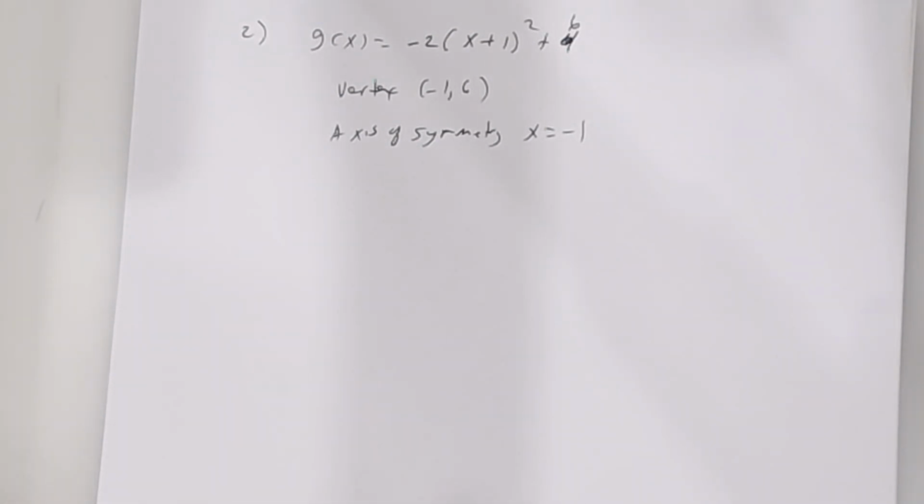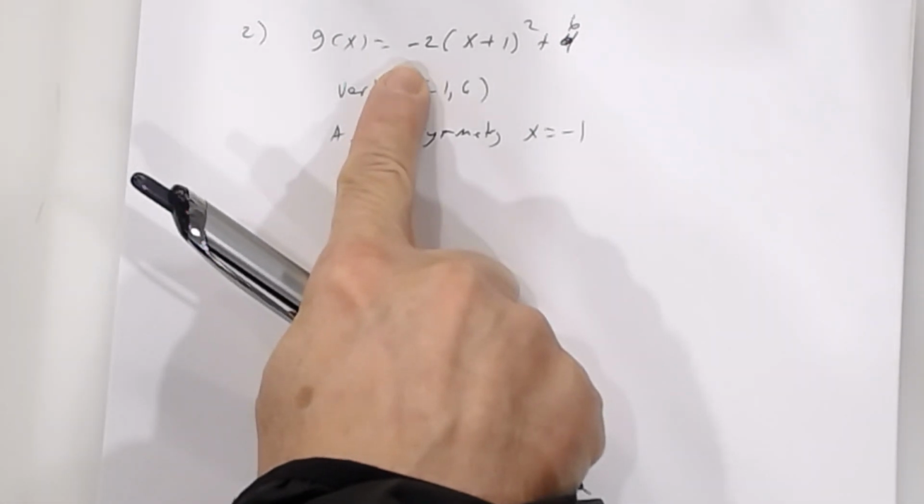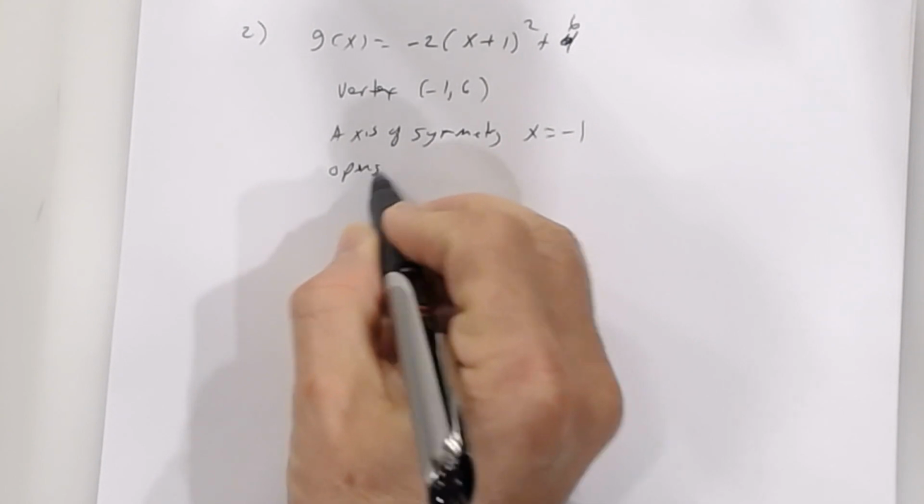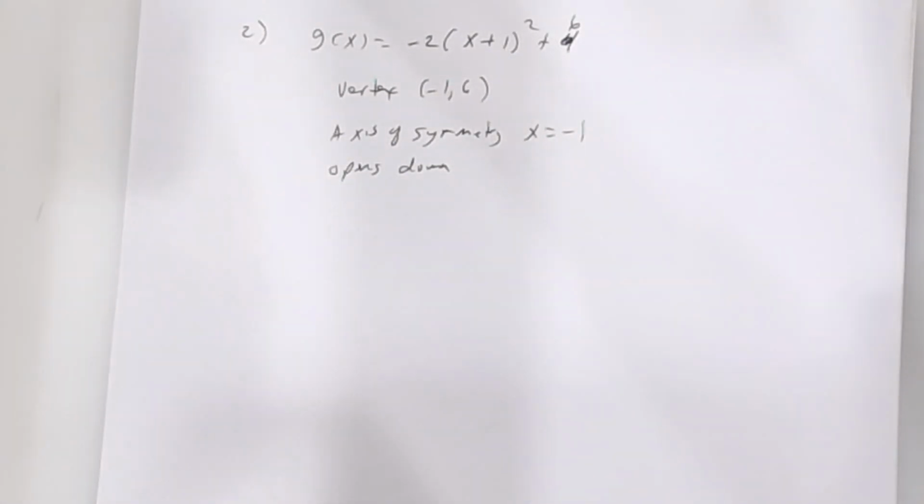Then you're probably going to be asked, does it open up or down? It opens down. Why does it open down? Because A is negative. A is negative 2. Since it's negative, it opens down. So these are all things that can be used to help you draw this graph. All right, so note opens down.